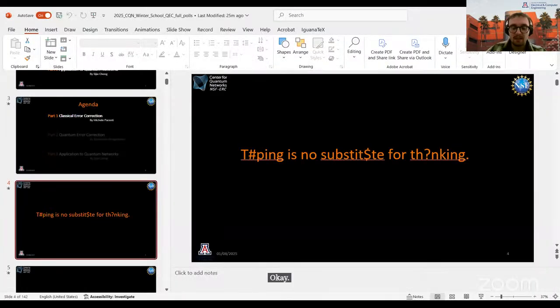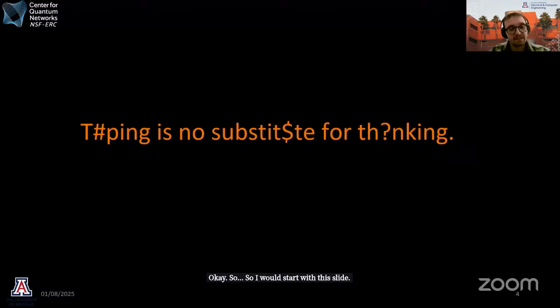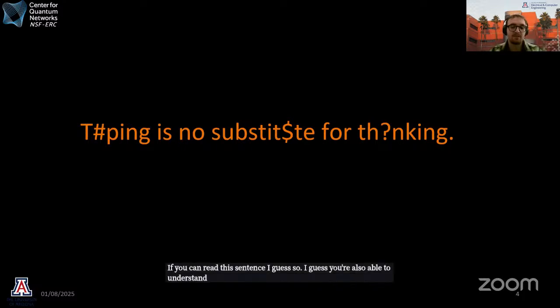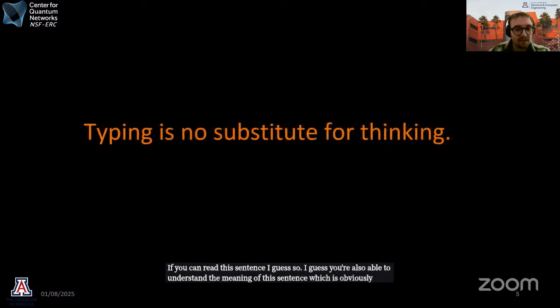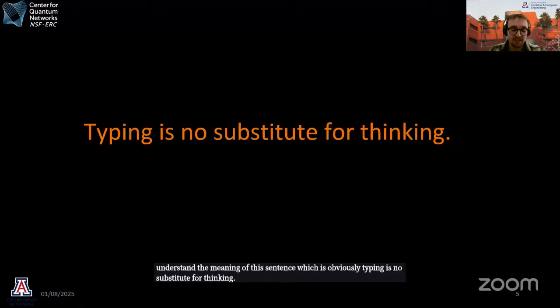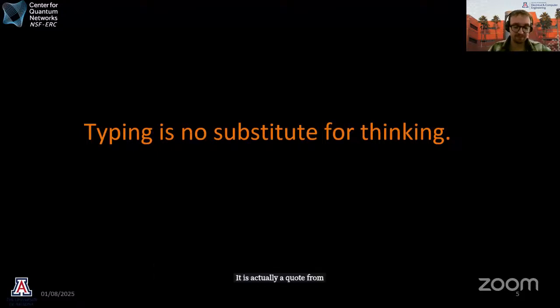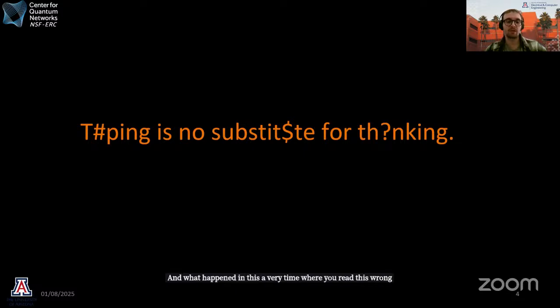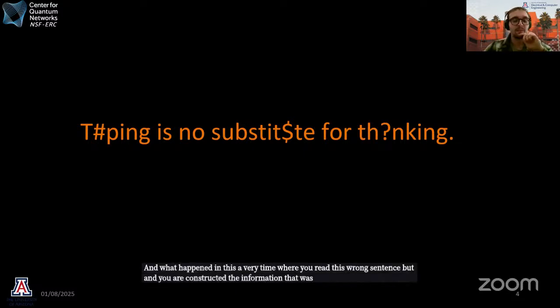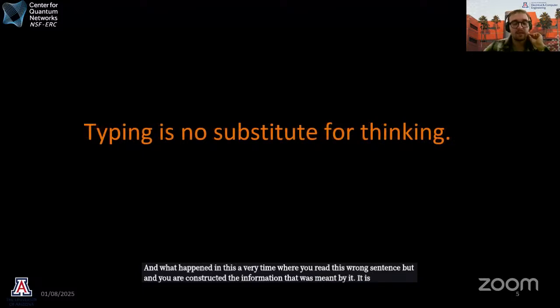I will start with this slide. If you can read this sentence, I guess you're also able to understand the meaning of this sentence, which is obviously "typing is no substitute for thinking." It is actually a quote from Richard Hamming. What happened at the very time you read this wrong sentence and reconstructed the information that was meant by it is exactly what we call error correction.